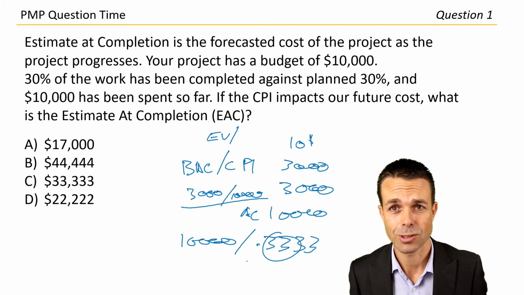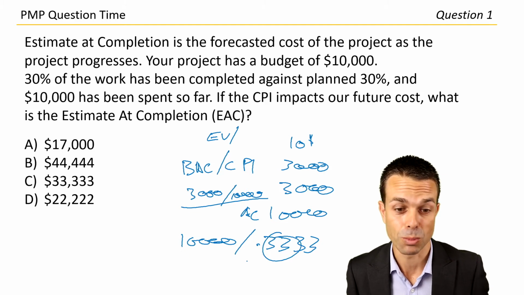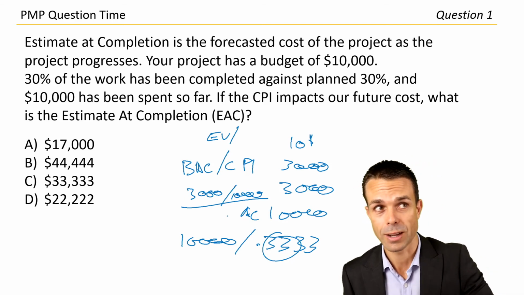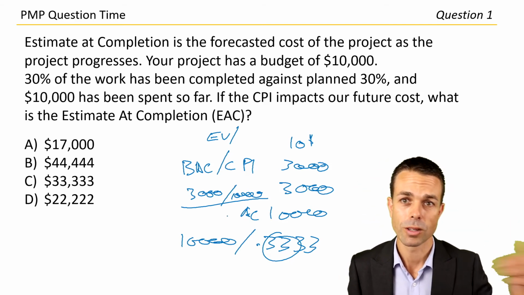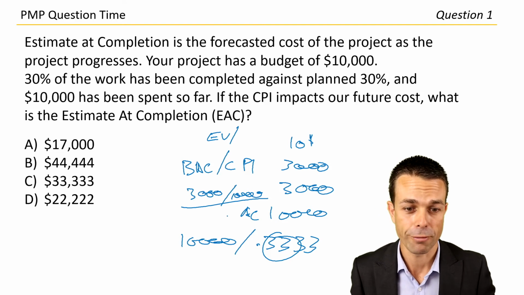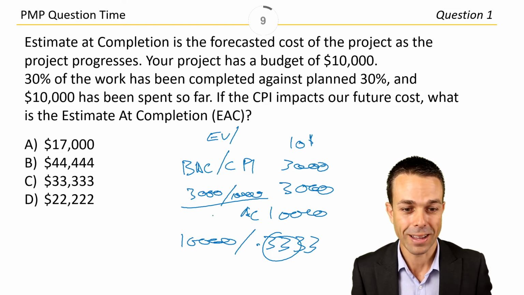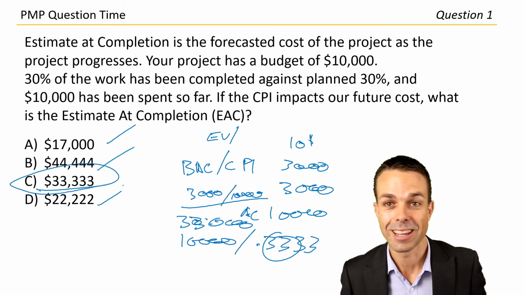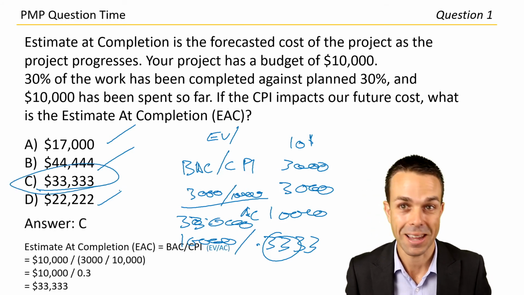Sorry about this maths. My maths is not my strong point, so I hope this is making sense. But if you divide by a percentage, then it goes up instead of going down in the other way. At least that's what I've found. So that will end up at about 33,000, something like that. So 33,000, it's not 17, not 44, not 22. This is probably our guy here. Letter C. Answer C.